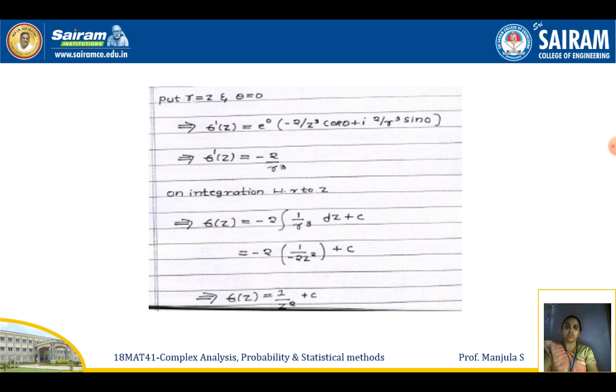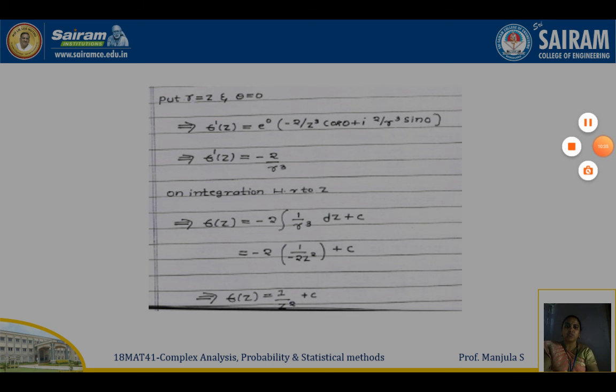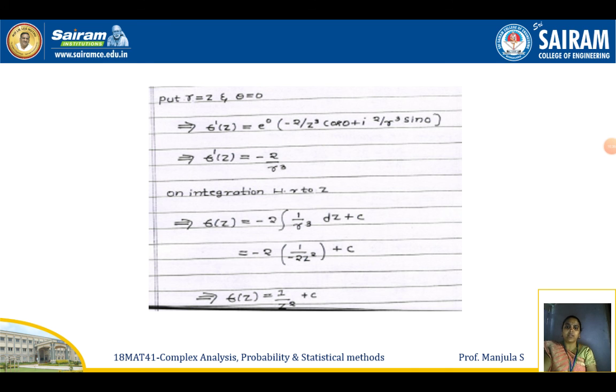cos 2 theta. Sorry, in place of theta we have to substitute 0. It means cos 0 plus i into 2 by r cube into sin 0. Sin 0 is 0, cos 0 will be 1. So f dash of z will become minus 2 by r cube. You just do the integration with respect to z. So f of z can be written as minus 2 into the integration of 1 by r cube dz plus c, which equals minus 2 into 1 by minus 2 into z square. Minus 2 will get cancelled, so we get f of z equals 1 by z square plus c. This is our required solution.